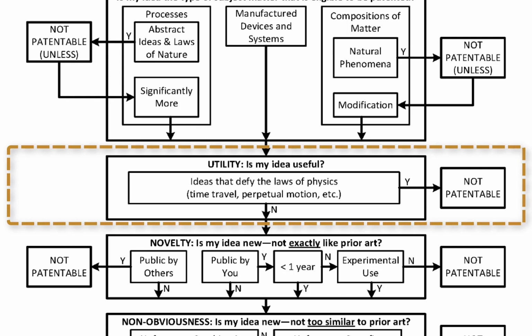So ideas that defy the laws of physics, things that rely on time travel or perpetual motion, things like that that cannot be verified and appear to, and probably do, defy the laws of physics, are by definition considered to not be useful because they're not actually possible. Everything else in the world is considered to have some form of utility, some form of useful function for humanity, and will pass the utility test without much problem.